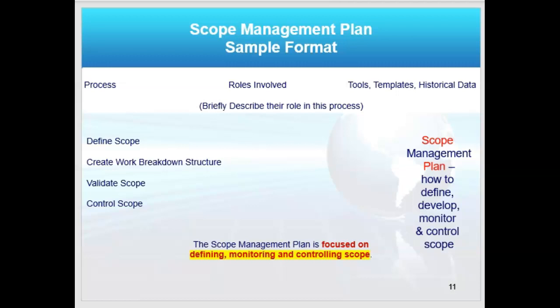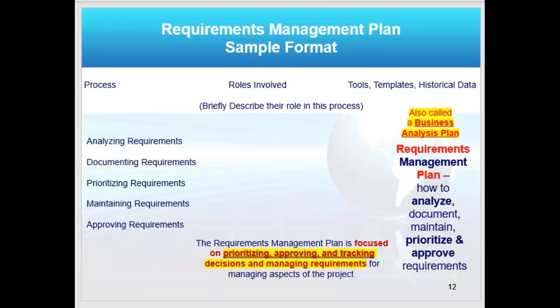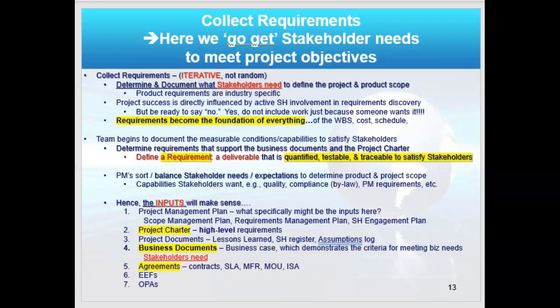It's a typical management plan. It's how I'm going to define and control it. Your requirements management plan is sometimes called the business analysis plan, because a BA, or a business analyst, will normally collect your requirements. But this is about listing and then prioritizing, approving, and tracking the very detailed requirements that you determined. This tracks the list. Okay, so that's the difference between them.